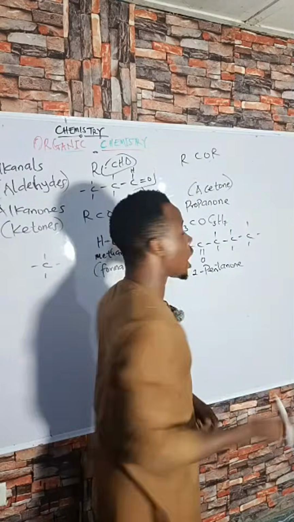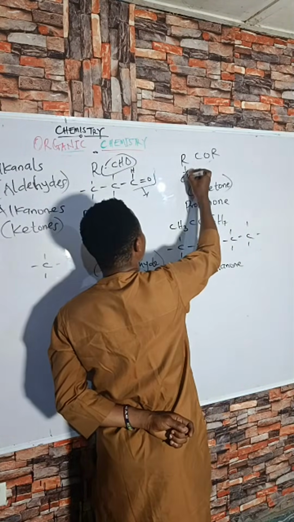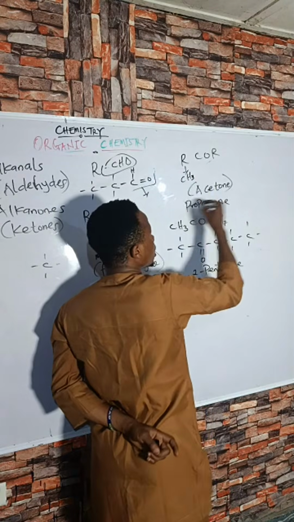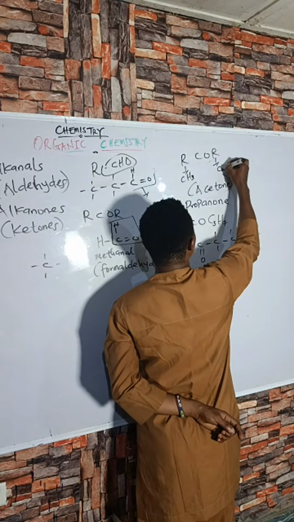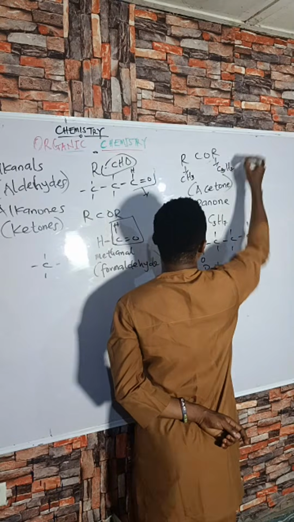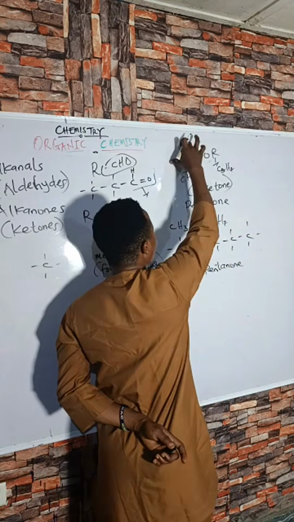I would have asked you to be giving me R's. So now let's say that you give me methyl, CH3. Then the second one, you give me propyl, C3H7. That's what we wrote here.